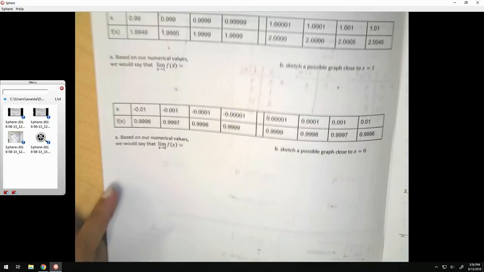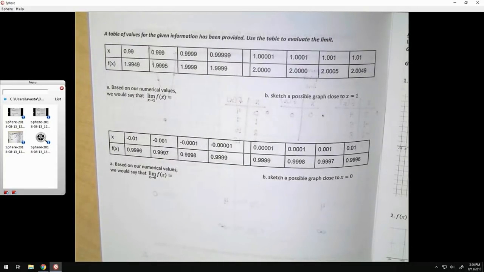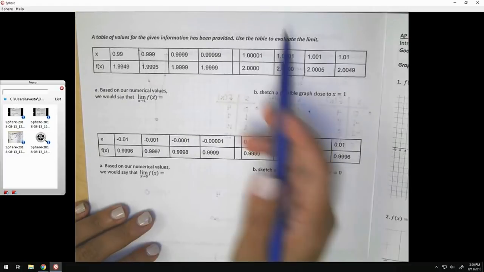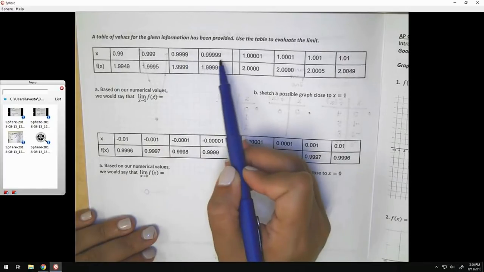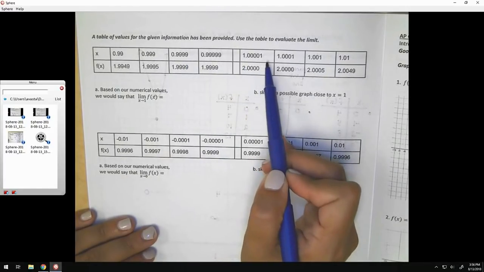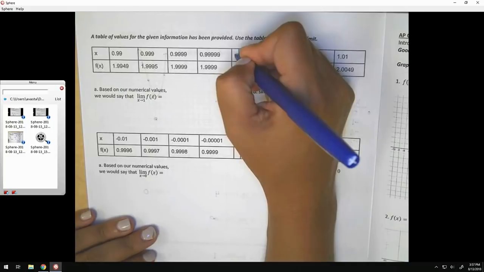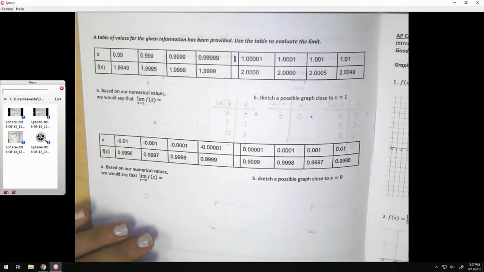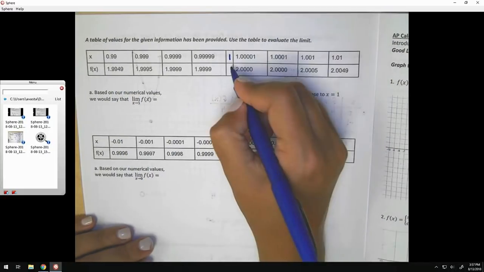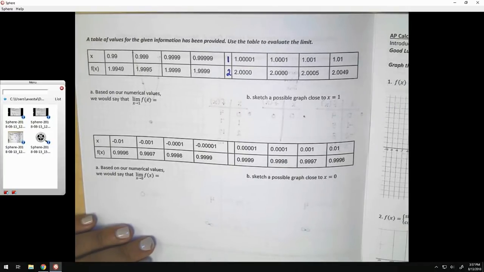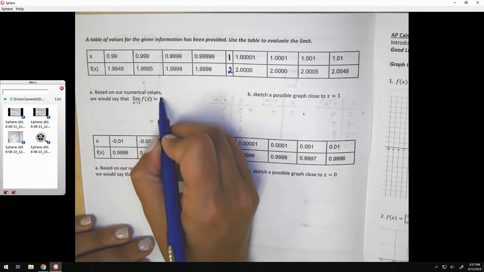Now, one last thing. Sometimes you're going to be given a table of data, and you're going to be asked to evaluate some limits based on it. Because these x values are 0.99, 0.999, 0.9999, 0.99999, and then this is 1.00001, it looks like these are numbers that are a little bit smaller than 1, and these are numbers that are a little bit bigger. So it seems based on this table that the missing number in the middle would be 1. It also seems that these numbers are getting progressively closer to 2 on both sides. Given that information, based on our numerical values, we would say that the limit as x approaches 1 would be 2.